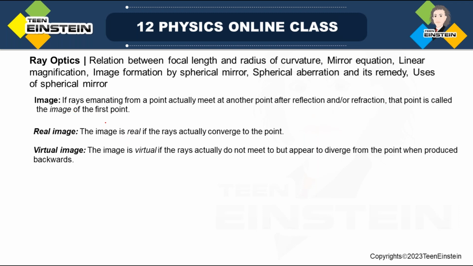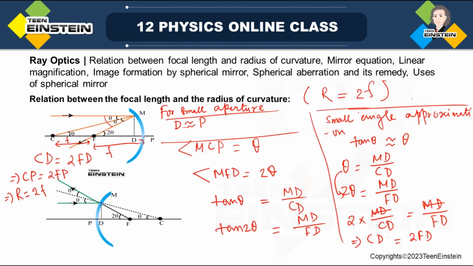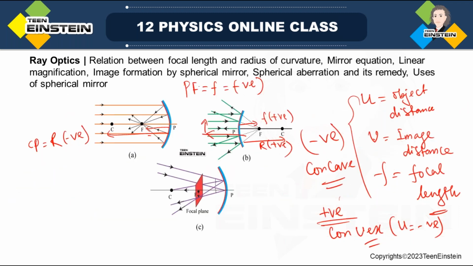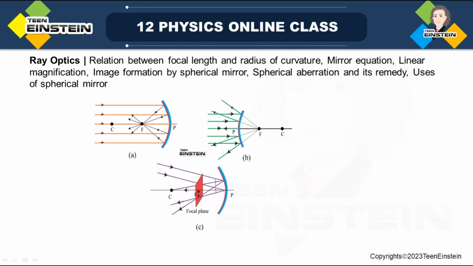See, if you look at here, these rays are coming from a very far object. After reflection, if these rays are meeting at a particular point, then it is called the image of that particular object from which these rays are coming.